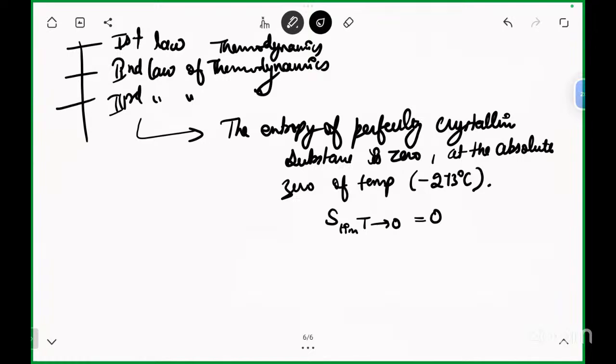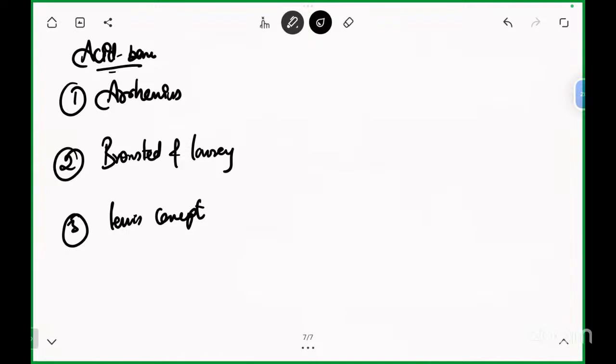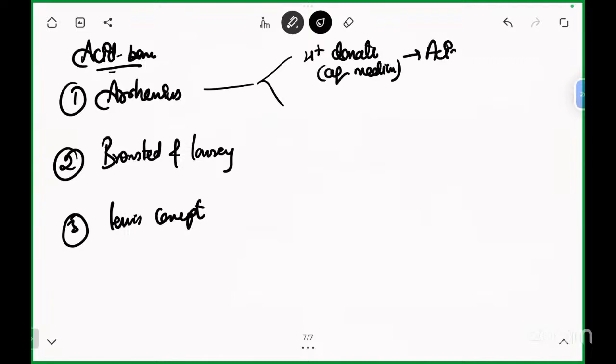Next, let's discuss some acid base concepts. First we'll talk about the Arrhenius concept, second the Bronsted-Lowry concept, and third the Lewis concept. Arrhenius concept: if H positive is donated in aqueous medium, it is an acid. If OH negative is furnished in aqueous medium, it is called a base.